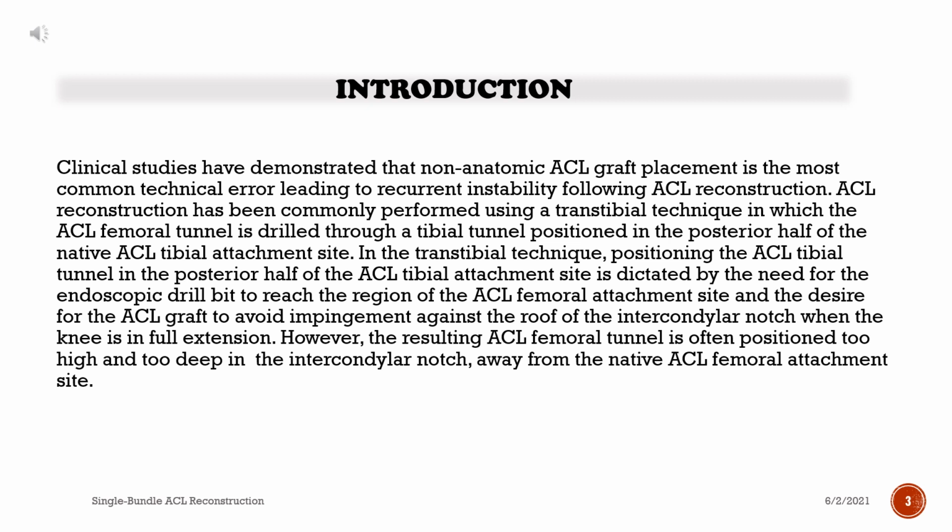In the transtibial technique, positioning the ACL tibial tunnel in the posterior half of the ACL tibial attachment site is dictated by the need for the endoscopic drill bit to reach the region of the ACL femoral attachment site and the desire for the ACL graft to avoid impingement against the roof of the intercondylar notch when the knee is in full extension. However, the resulting ACL femoral tunnel is often positioned too high and too deep in the intercondylar notch, away from the native ACL femoral attachment site.